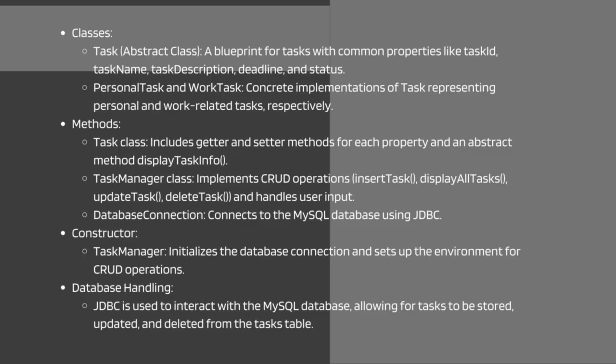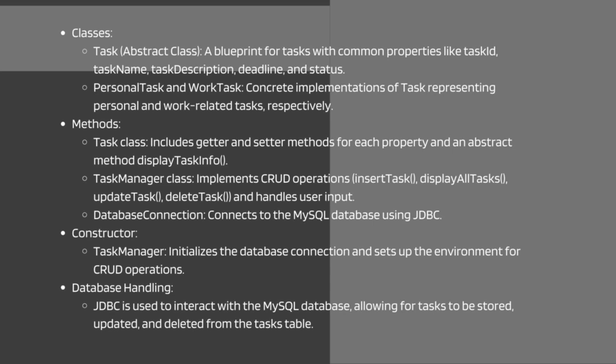Classes. Task, an abstract class, a blueprint for tasks with common properties like task ID, task name, task description, deadline, and status. Personal task and work task are concrete implementations of tasks representing personal and work-related tasks respectively. Methods. The Task class includes getter and setter methods for each property and an abstract method, display task info.